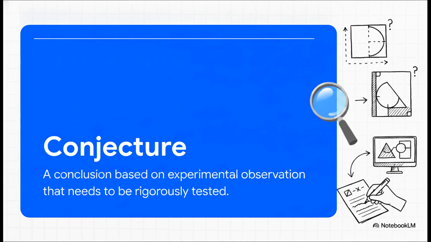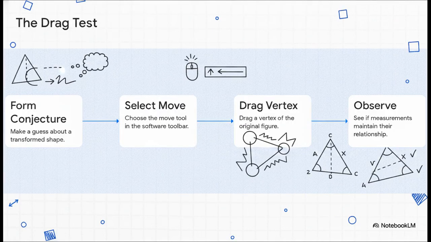But how do we act like real mathematicians and actually test it? We do it using the drag test. Honestly, this is the real magic of dynamic software. Here's how it works. Step 1. Form your conjecture about a transformed shape. Step 2. Select the Move tool, which is usually just the little cursor arrow in your software's toolbar.